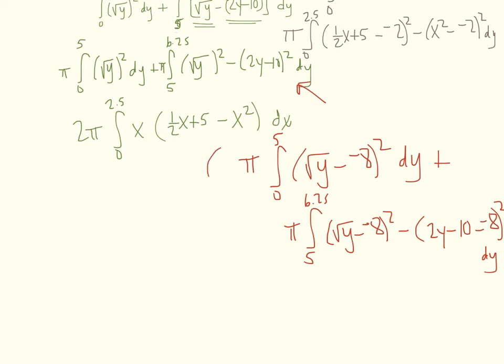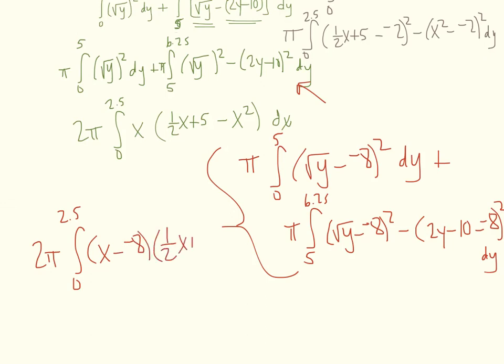Again, all this can be replaced with the shell method. Your x values go from 0 to 2.5. The radius, x minus -8. And then the height, which is just a lot easier to write than that whole mess.